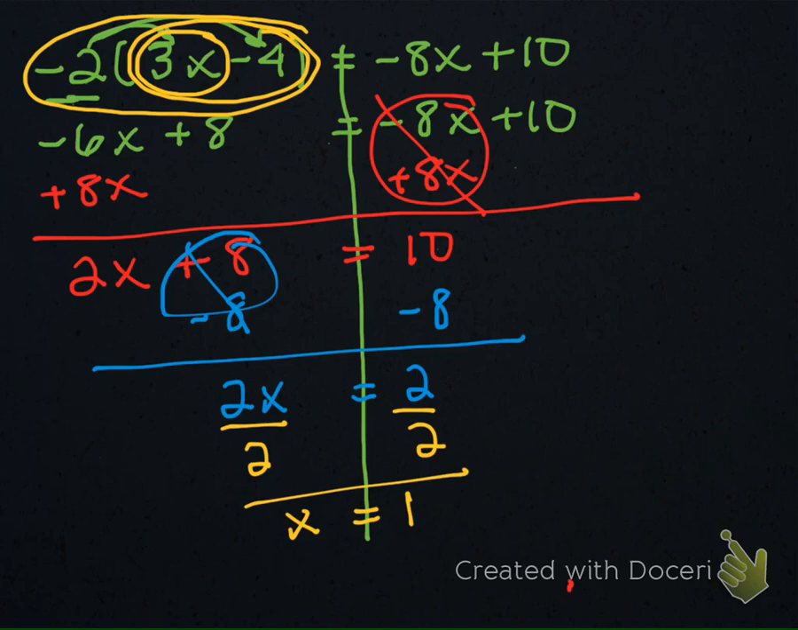So if I put in a 1, negative 8 times 1 is negative 8, and negative 8 plus 10 is going to be that positive 2. And 2 is equal to 2, so I know that this checks out and my solution is in fact x equals 1.